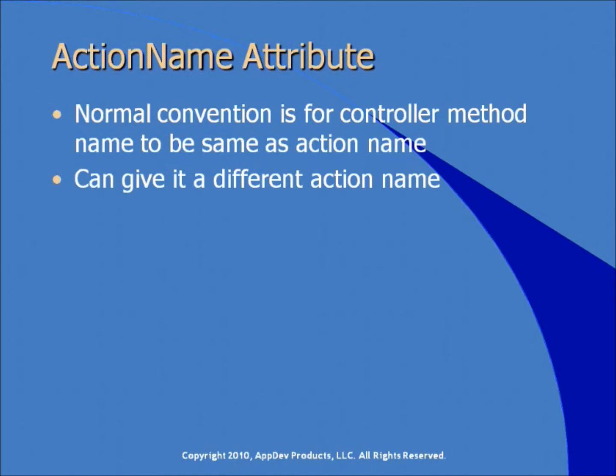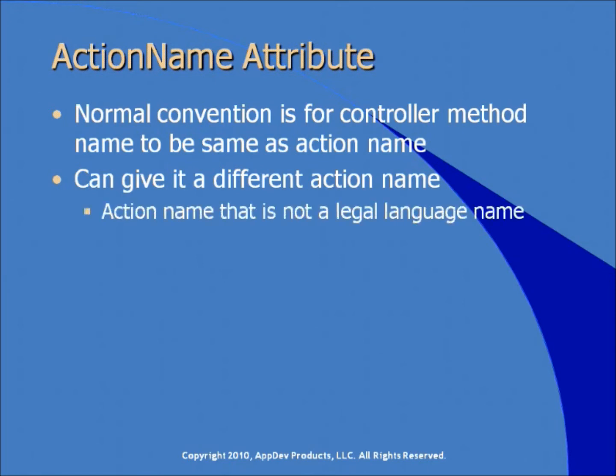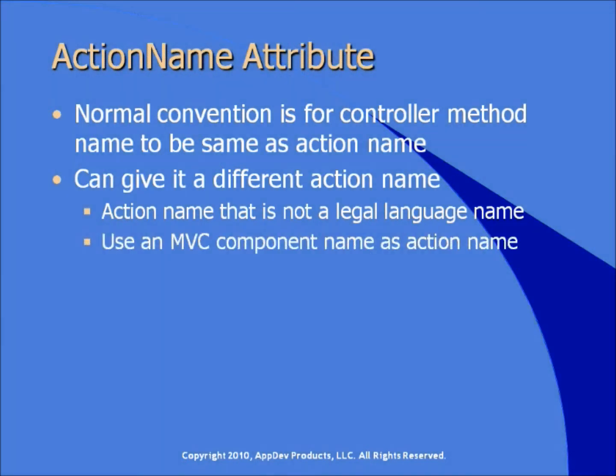Now, why might you want to give a method a different action name? Well, one reason might be that you want to use an action name that's not a legal language method name, such as a keyword in C# or Visual Basic. Another reason is that you want to use an MVC component name as the action name, such as view, literally the name view, which would conflict with the view method of the controller object. Or maybe you want to use a different naming standard for action methods and controller methods. Now, none of these are things that you should do lightly, but it's good to have the flexibility when you need it. So let's take a look at an example to hopefully sort all this out.